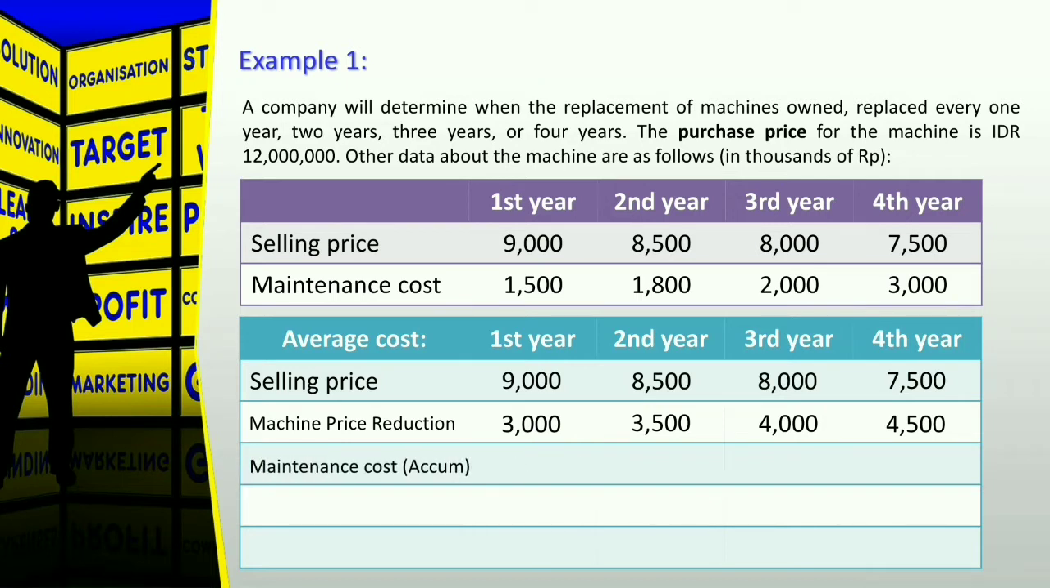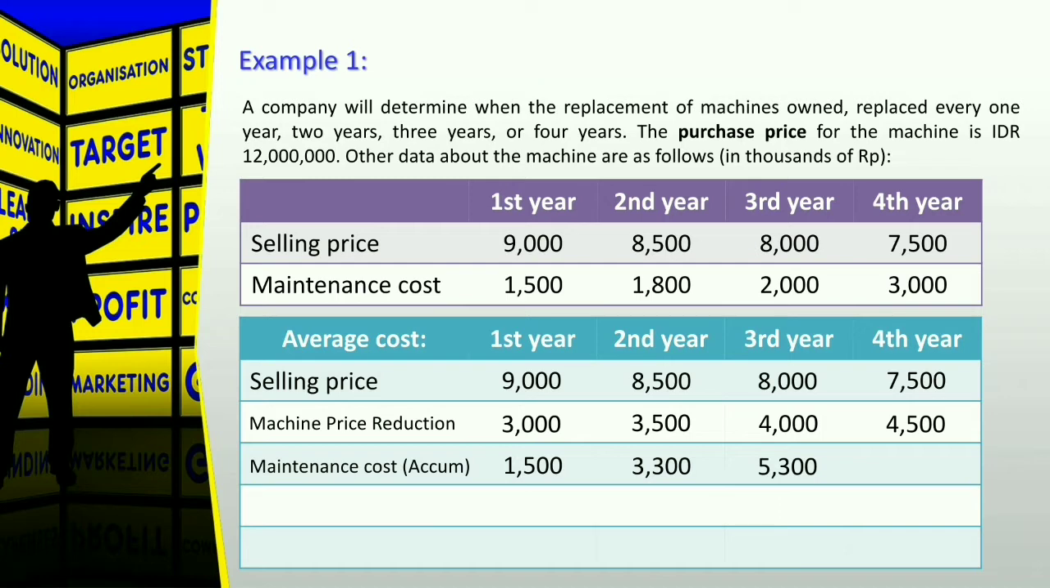Okay, next we have maintenance cost accumulation. For the first year, the maintenance cost accumulation value is 1,500. The value of 1,500 is obtained from the maintenance cost of the first year. For the second year it is 3,300. The value of 3,300 is obtained from the maintenance cost accumulated first year plus maintenance cost second year.